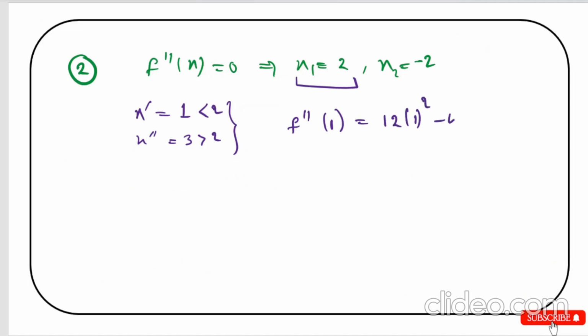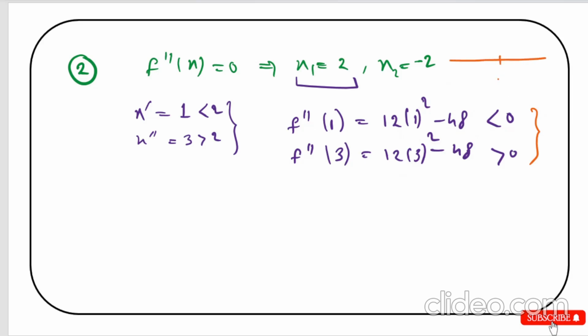12x square minus 48. This is less than 0, right? This is 12 minus 48, which is less than 0. Find out the double derivative at this point 3: 12x square minus 48. If you do this, you will see it is greater than 0. Now, if you see, they are opposite in sign.